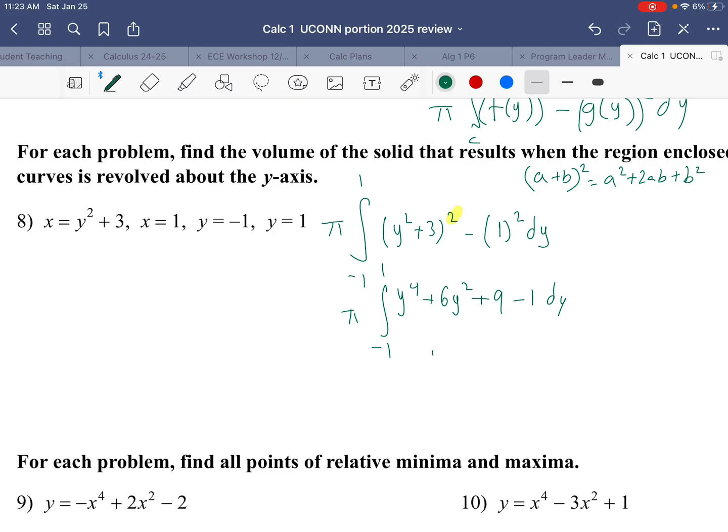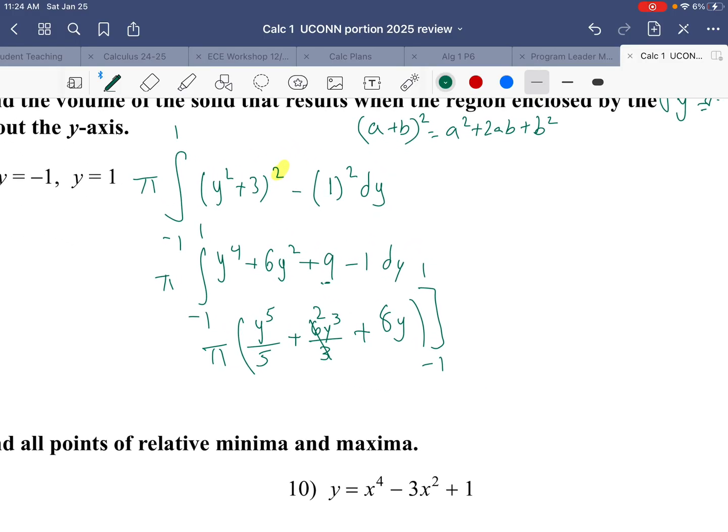So this becomes y to the 5th over 5 plus, this is going to be 6y cubed over 3. I'd probably write it like it's 2y cubed. And then the plus 9 minus 1 is 8, so this is plus 8y. Still multiplying by pi. I'm evaluating this from negative 1 to 1. I'm going to do 2 different colors at 1. Because the constant pi is here, I'm going to put a bracket and we'll multiply by that at the end.